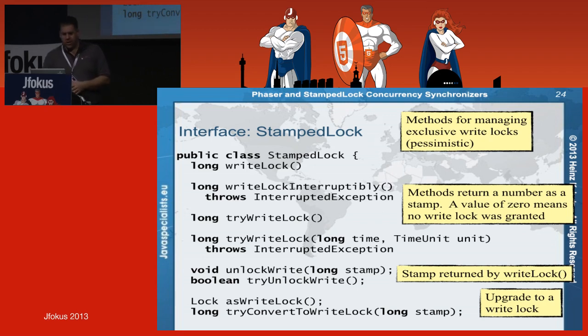We can also get a normal Java 5 lock back as a write lock. So we can use the old interface if we don't want to use this new interface. So we can say StampedLock.asWriteLock, and then use that with the old idioms. And we can also convert to write lock. Now this is quite significant because this is something you could not do with ReadWriteLock. And I'll get back to that in a moment.